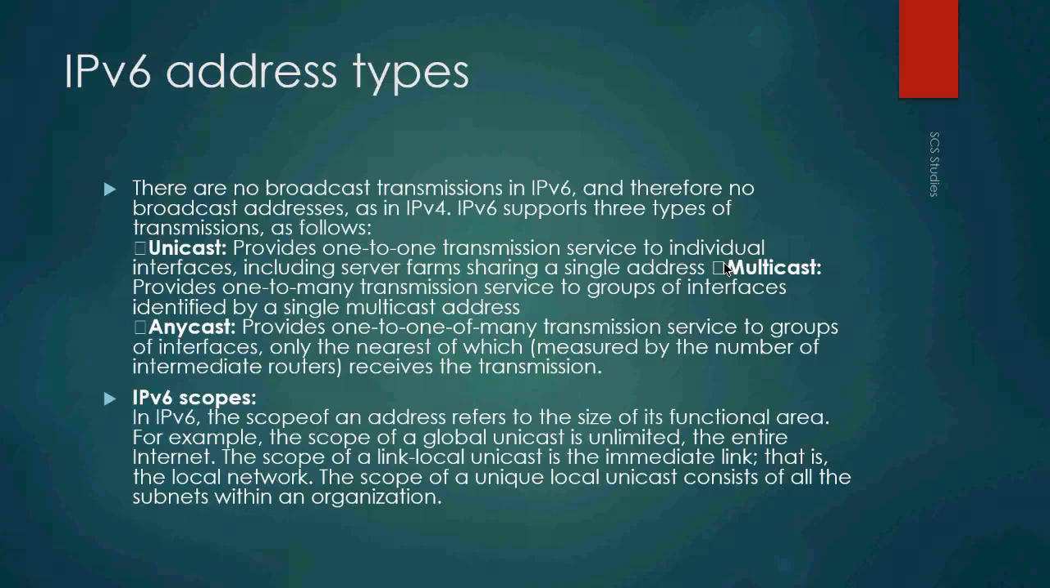IPv6 scopes. The scope of an address refers to the size of its functional area. For example, the scope of a global unicast address is unlimited, the entire internet. The scope of a link-local unicast address is the immediate link, that is the local network. And the scope of a unique local unicast address consists of all the subnets within an organization.